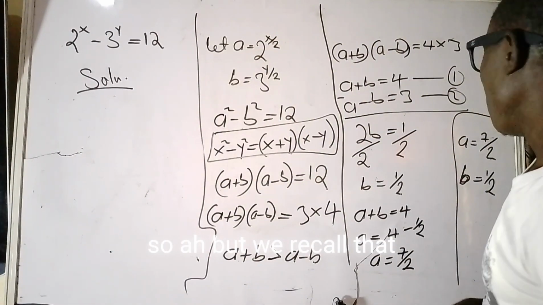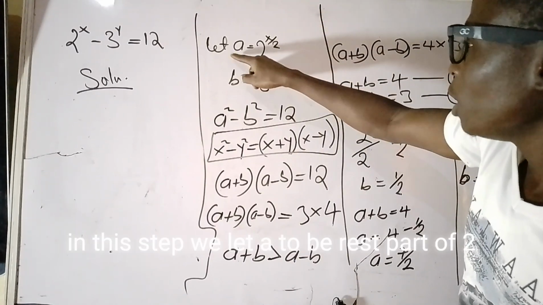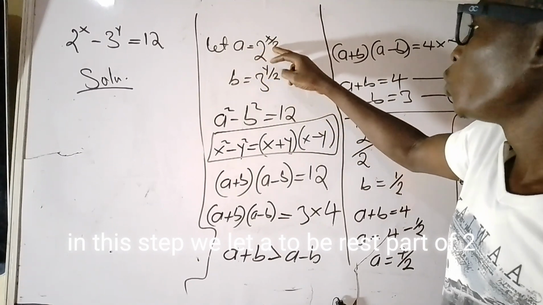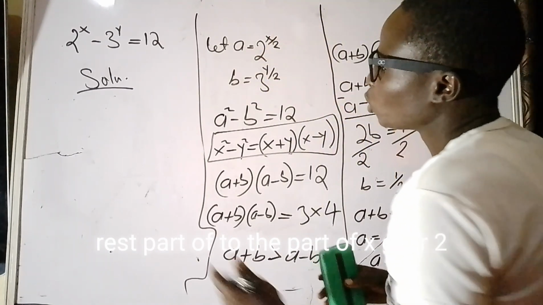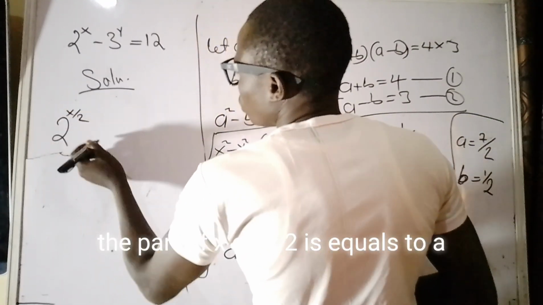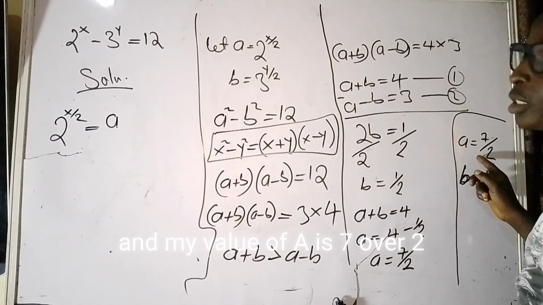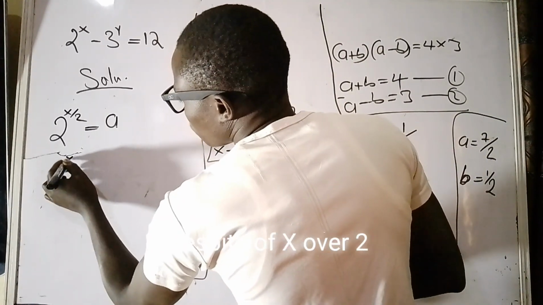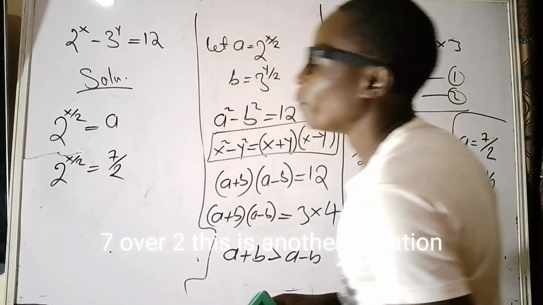But we recall that in this step we let a be 2 raised to the power of x over 2. So if I have 2 to the power of x over 2 equal to a, and my value of a is 7 over 2, then 2 raised to the power of x over 2 will now be equal to 7 over 2.